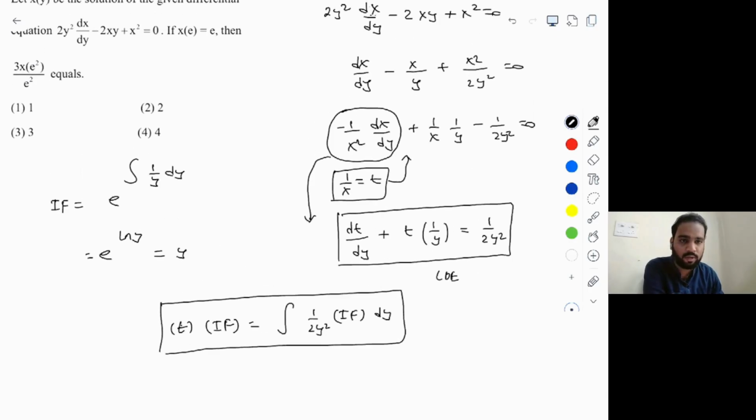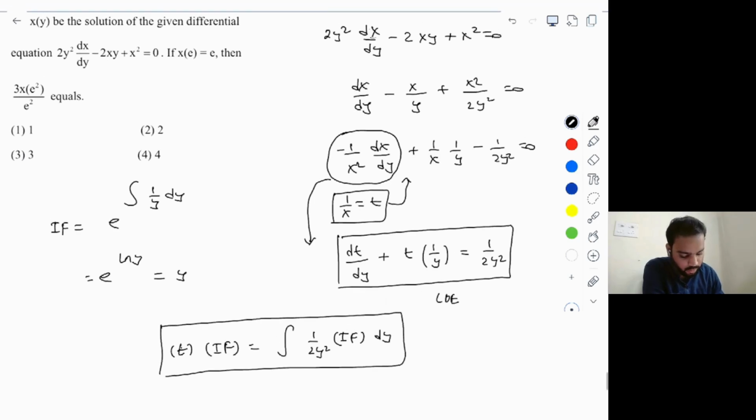Directly put this here, and you will get one constant term after integration. To get that constant term, they gave you one condition, x of e is equal to e. So put that condition, and you will get the constant c also. And then at last, what we have to find out is 3 times x of e square.